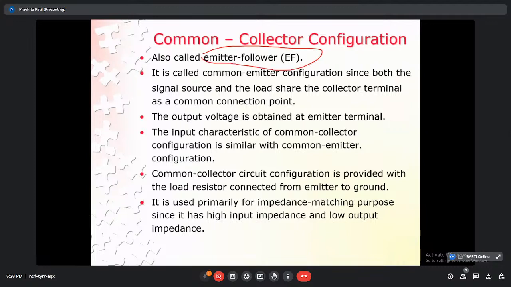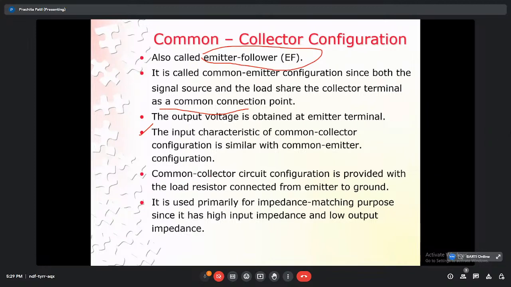It is called the common collector configuration since both the signal source and the load share the collector terminal as the common connection point. The output voltage is obtained at the emitter terminal. The input characteristics of the common collector configuration are similar to the common emitter configuration. So these are some of the common things. That is why I am moving fast, as we have 10 minutes.